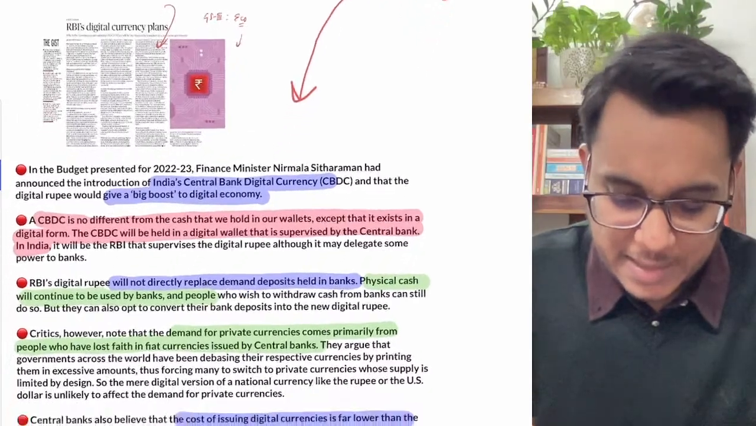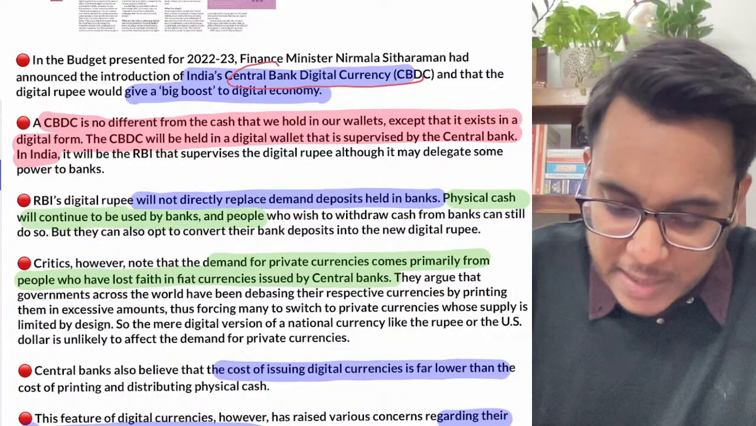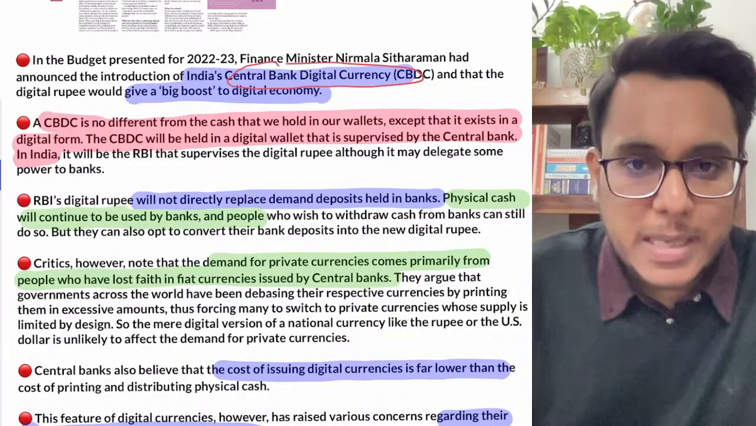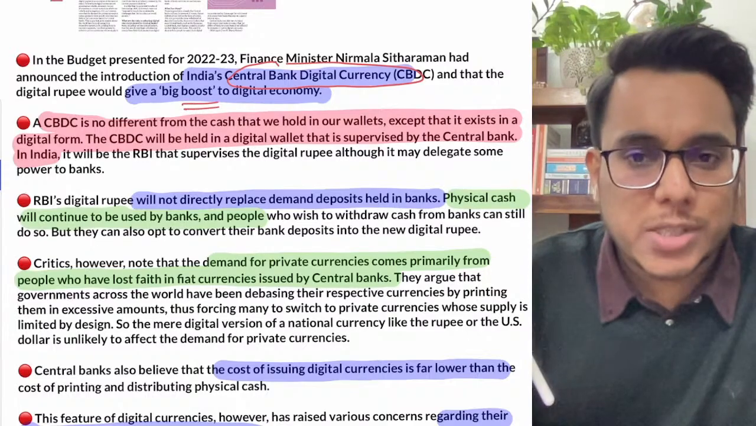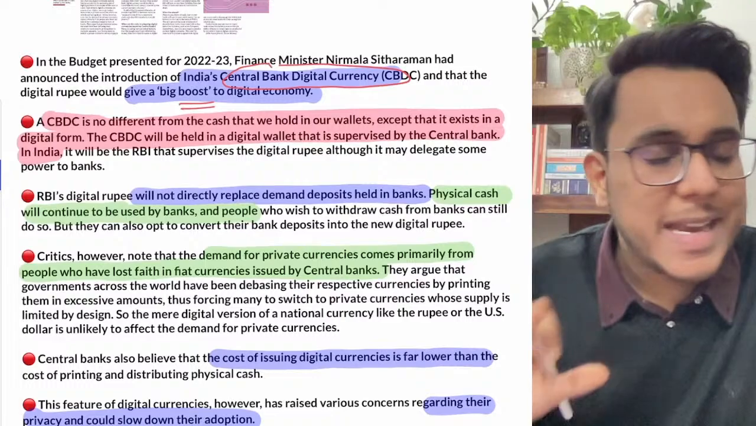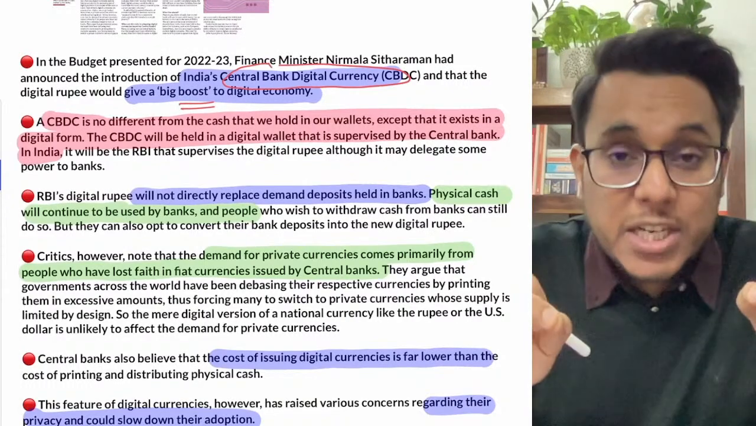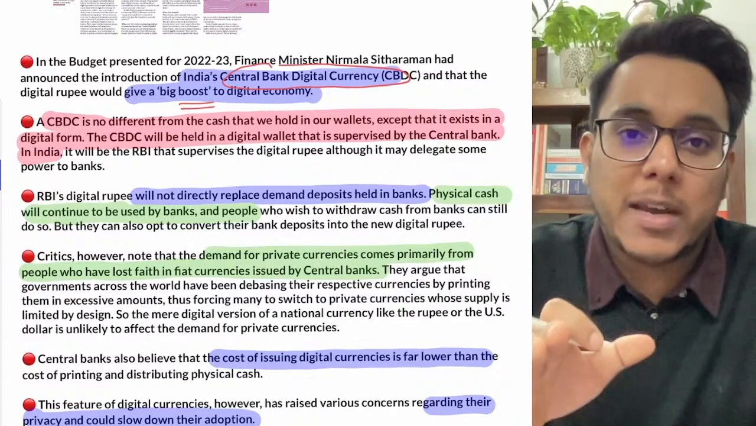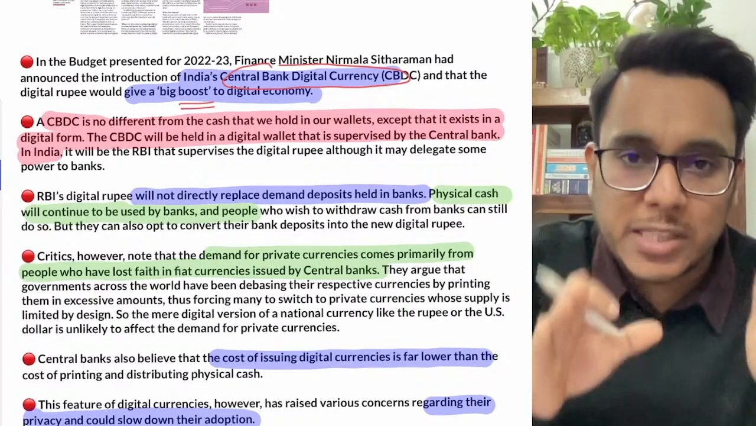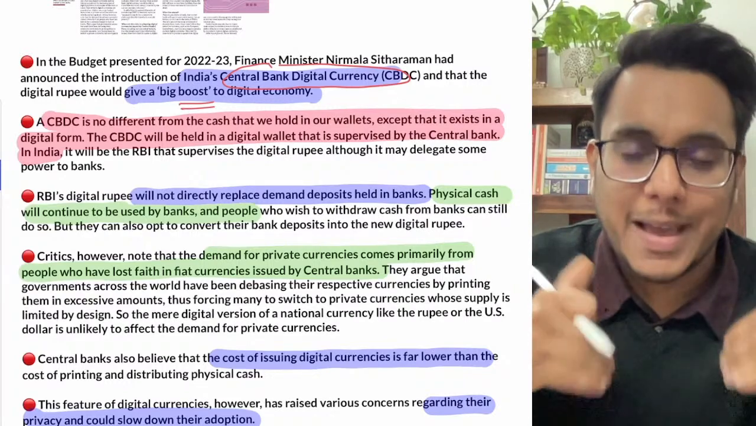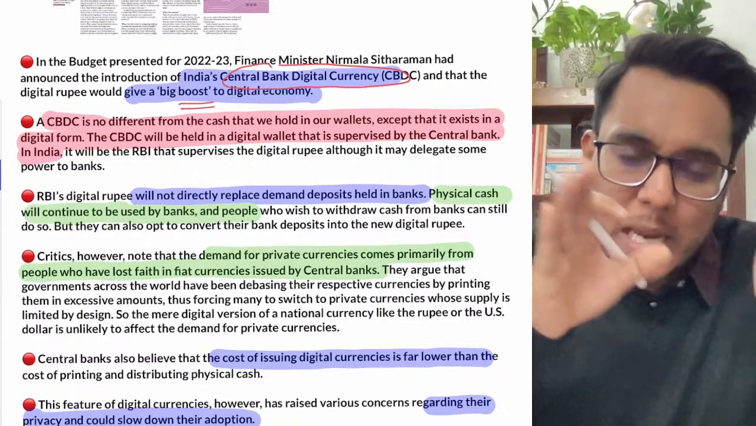Let's understand this. Basically it is called the central bank digital currency, CBDC. Now this CBDC will help in giving a boost to the digital economy. In the most simple words, this CBDC will not be a cryptocurrency, it will just be a digital format of the money that you can hold. Right now you have physical cash, and you keep this physical cash in your physical wallet. This digital currency you can keep in a digital wallet.